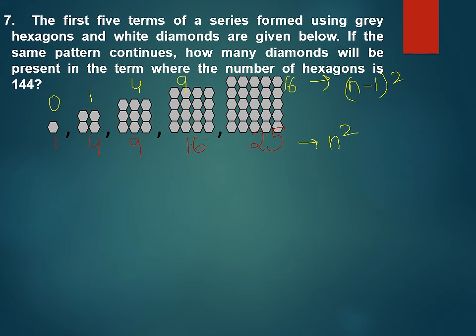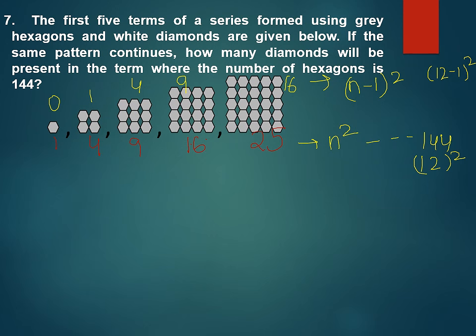Now let's answer this question. We need to find the number of diamonds where there will be 144 hexagons. 144 hexagons means 12 squared. So where there are 12 squared hexagons, the diamonds will be 12 minus 1 squared, that is 11 squared, that is 121. Therefore the correct option is C, 121 diamonds.